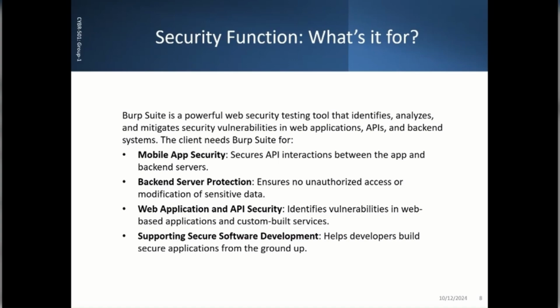It secures API interactions between the app and backend servers, scanning for vulnerabilities like broken authentication and insecure data transmission. This is essential for protecting user data in farming and local market apps. Second, backend server protection. The backend handles sensitive data such as pricing, inventory, and customer information.